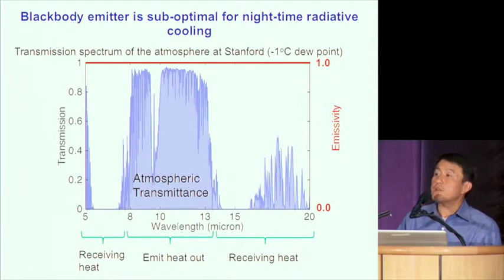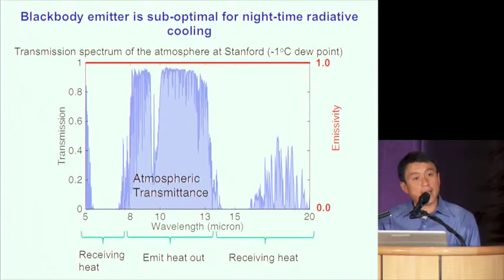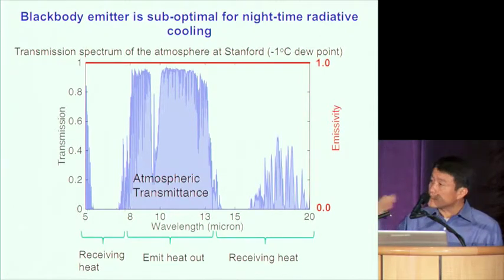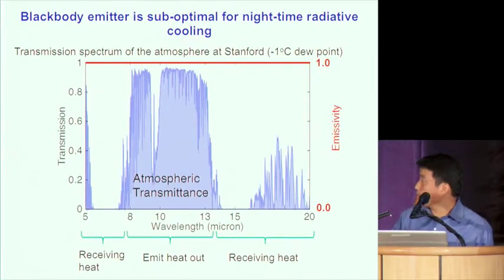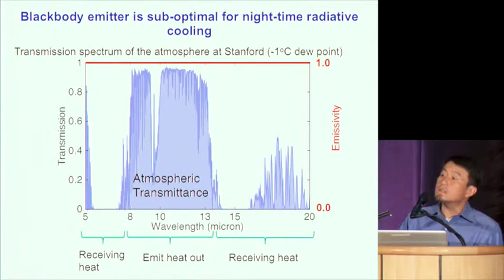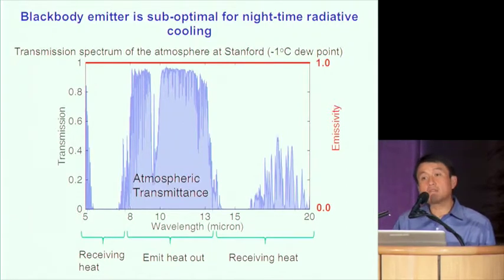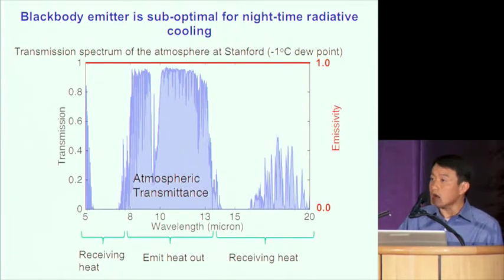If you imagine that you have a black body radiator, that black body would radiate heat outside of the Earth in the 8 to 13 micron window, which is great for cooling purposes. On the other hand, in the wavelength range where the atmosphere is not transparent, for example, somewhere around 6 microns, the radiator in this case behaves as an absorber and absorbs downward radiation from the atmosphere. And that will be a heating mechanism.